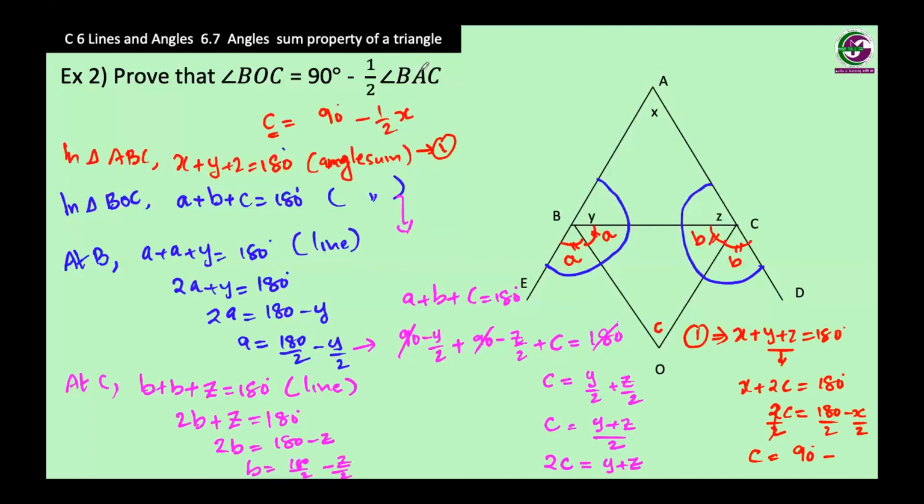What is our X? It is BAC. So half of angle BAC. The only thing is we have to consider 4 parts. First is triangle ABC. Next is triangle BOC. And then we have to consider the line at the point B and consider the line at the point C. All these 4 equations, when you equate them, you will get the answer. The angle BOC is equal to 90 minus half BAC. Now let's move on to the exercise.